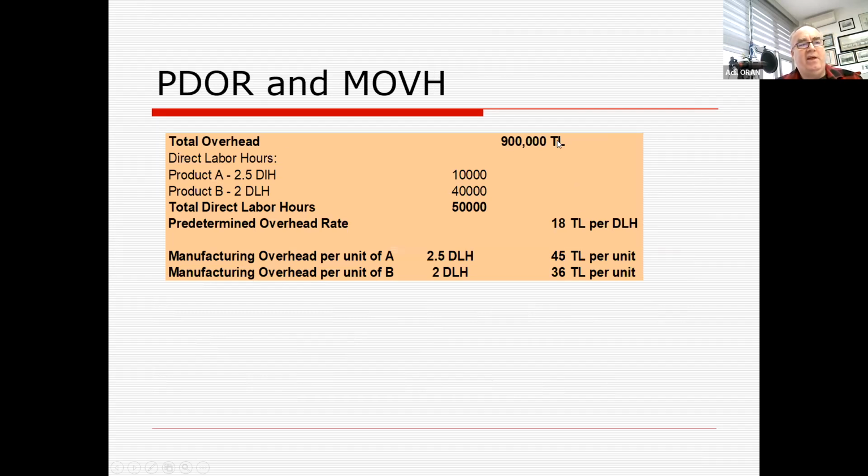So it looks like this. Total overhead, 900,000. We expect to produce a certain number of A and a certain number of B, at 2.5 hours and 2 hours. So the total direct labor hours that we expect to use for this total production is 50,000 hours, which means 900,000 divided by 50,000 gives 18 lira for every labor hour. That helps me assign this 900,000 component to the different units produced. So manufacturing overhead per unit of A, at 2.5 direct labor hours, is 45 lira per unit added on. And for 2 direct labor hours used per unit of B, 36 of manufacturing overhead is going to be assigned per unit produced of B.